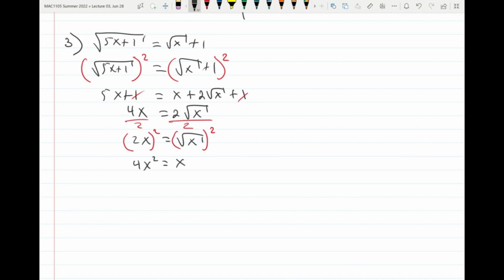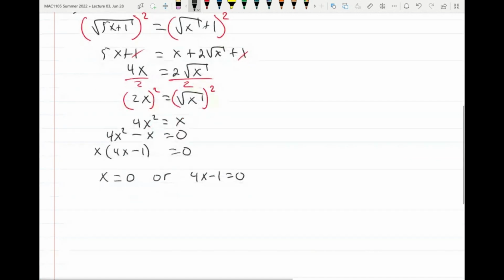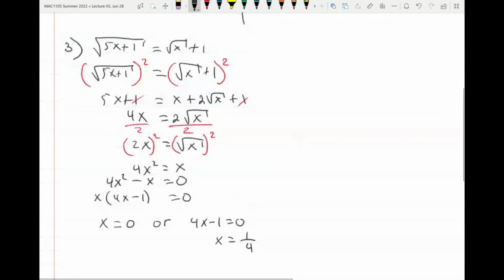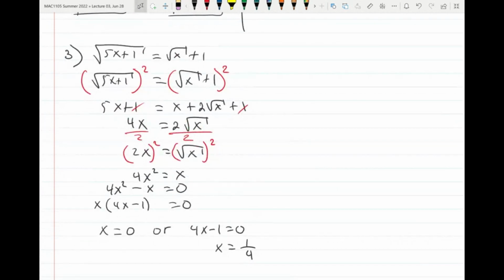Now we need to solve this. So remember, this is a quadratic equation. So bring everything to one side, make it equal to 0, factor, and then zero product rule. So from here we get x is equal to 0, or 4x minus 1 equals 0, which gives us then that x is 1 over 4. You okay with this? All right, now we need to check, okay?